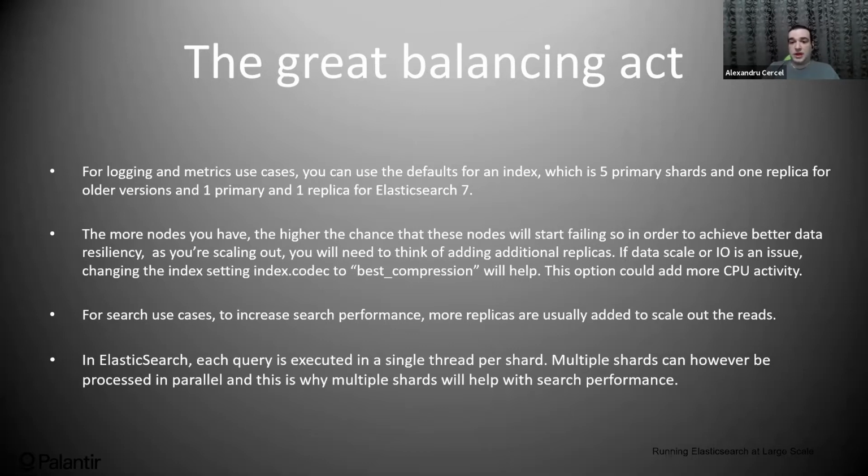So you need to think about adding additional replicas if you see this happening. And if you want to add replicas and data scale or I/O is a big problem for you, there is an option to set best compression for index codec, and this is basically going to lower the footprint on disk, but increase the CPU activity. For search use cases, to increase search performance, more replicas are added, because one query is executed in a single thread per shard in Elasticsearch, but multiple shards can be executed in parallel. So when you're adding additional shards, you're going to get more throughput.